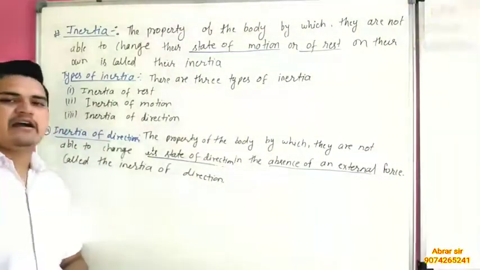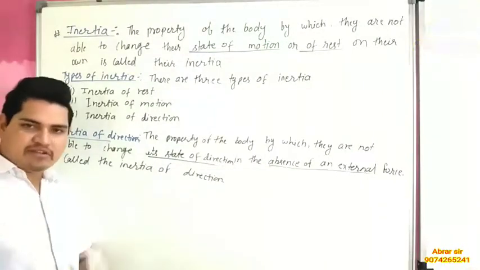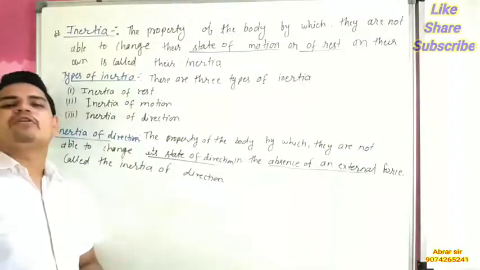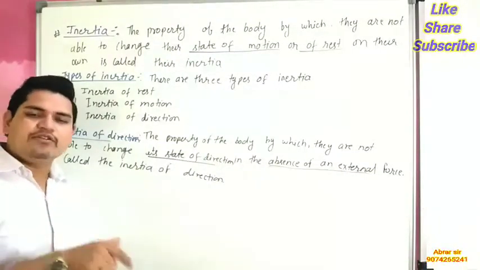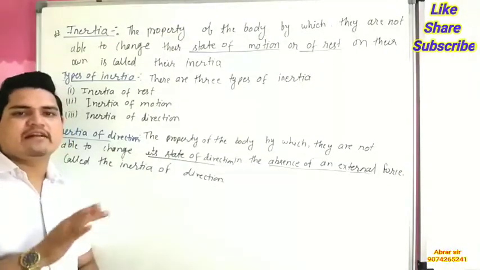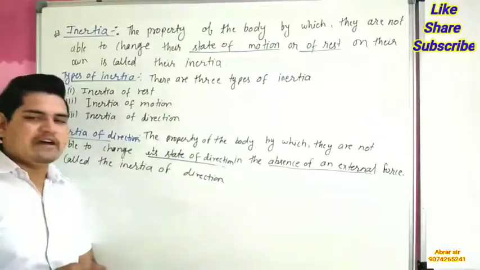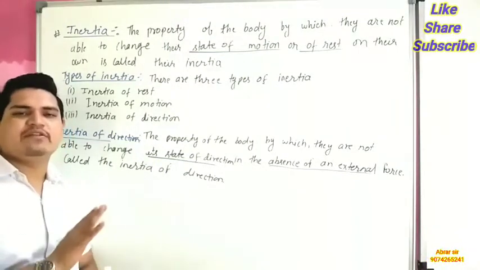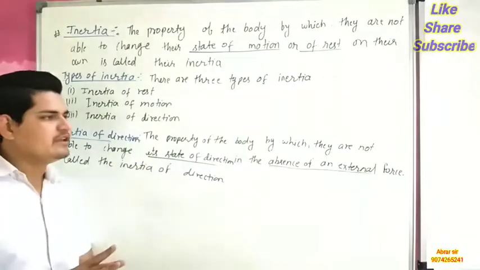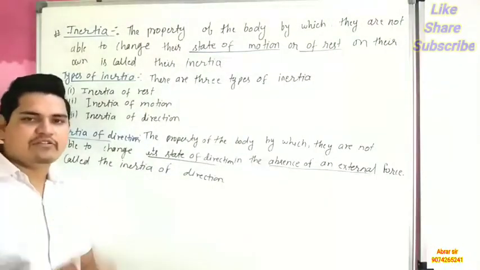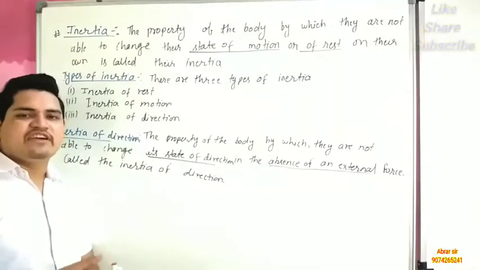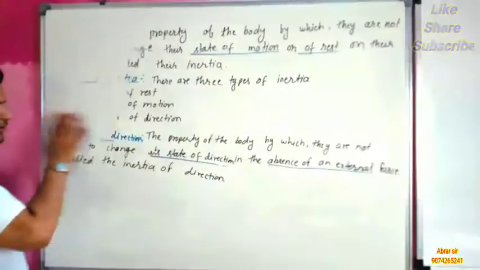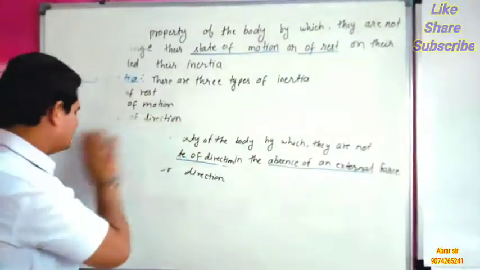What is inertia? When an object is in motion or at rest, it will continue to be in motion or at rest unless an external force is applied on it. Without an external force, the direction, the state of rest, and the state of motion of a body cannot be changed. This is called inertia.